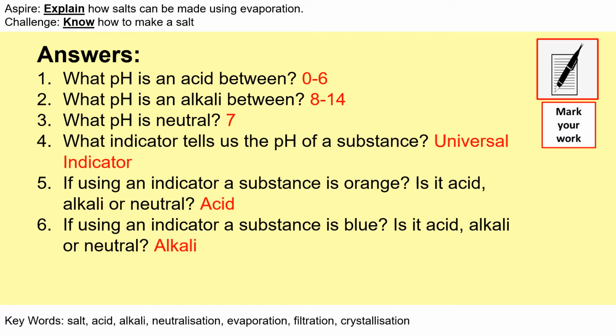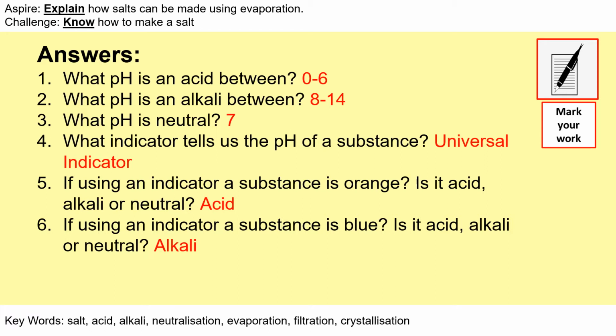Okay, so let's go through the answers. So the question, what pH is an acid between? If you wrote anything between 0 and 6, then you would be correct. Question number 2, what pH is an alkali between? It is between 8 and 14. Question number 3, what pH is neutral? It is pH 7. Question number 4, what indicator tells us the pH of a substance? And that is universal indicator.